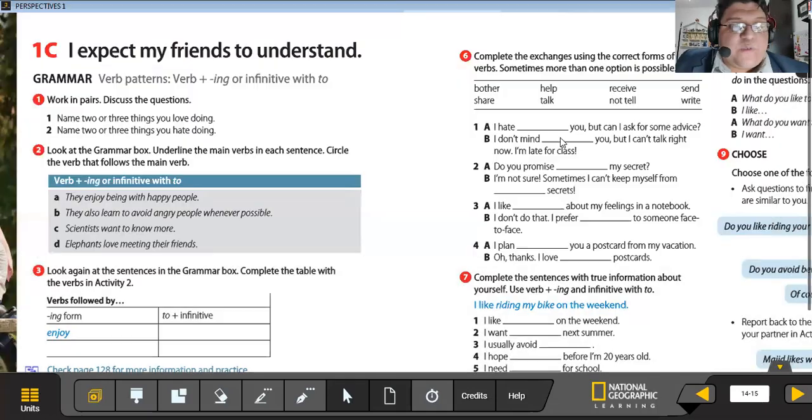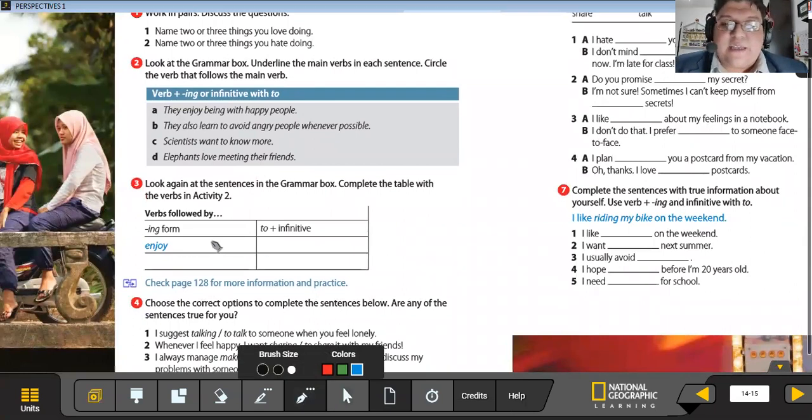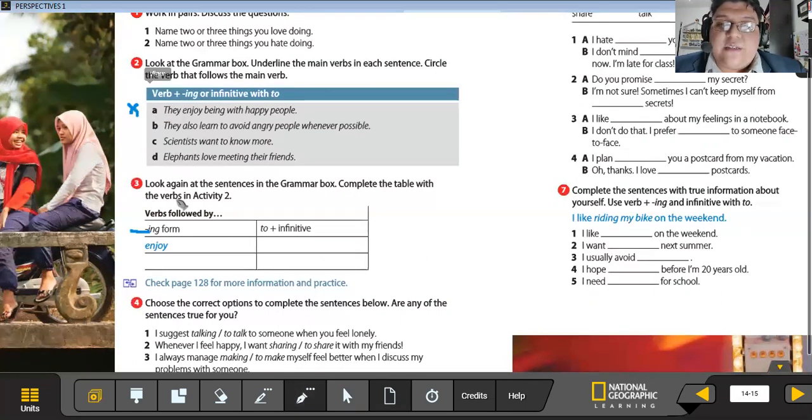So let's fill up this box that you should have in your book. First, verbs followed by ing. We already have enjoy, from A. What's the other verb that uses ing? I recommend that you pause the video and try to guess, and then we're going to check the rest. Then check your answers.